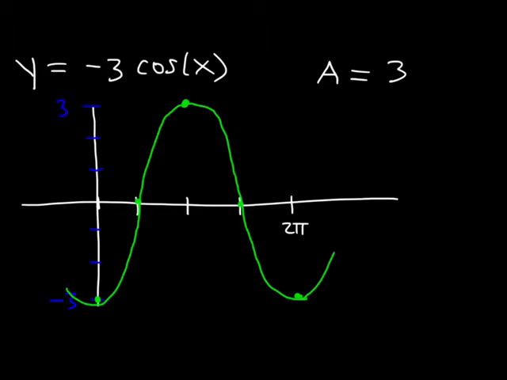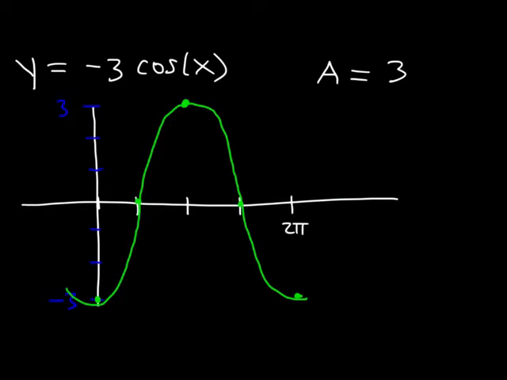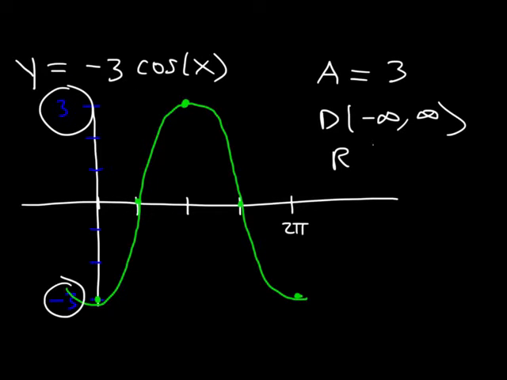Now keep in mind, this graph can keep on going forever in both directions. So let's say if we want to write the domain and range of this cosine graph. The domain for sine and cosine graphs will always be the same. It's our real numbers. The range is based on the amplitude. The lowest y value is -3, the highest y value is 3. So that's how you can write the domain and range of this particular cosine graph.